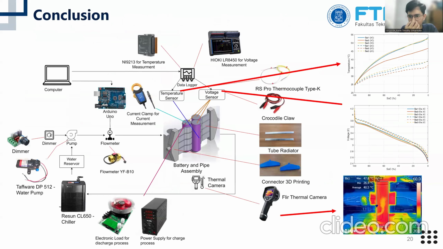And then the conclusion. First of all, we successfully made an experiment setup and a validated simulation model for this battery thermal management system that can measure temperature, voltage, current, and the flow rate of the pump. We also got the data for the temperature distribution using a thermal camera. However, we did not analyze this further because of the high inaccuracy of the thermal camera.